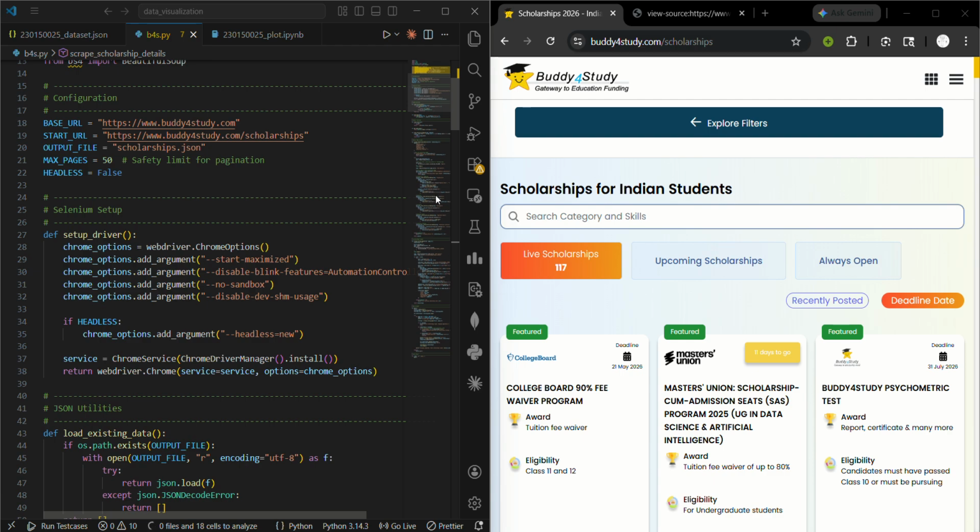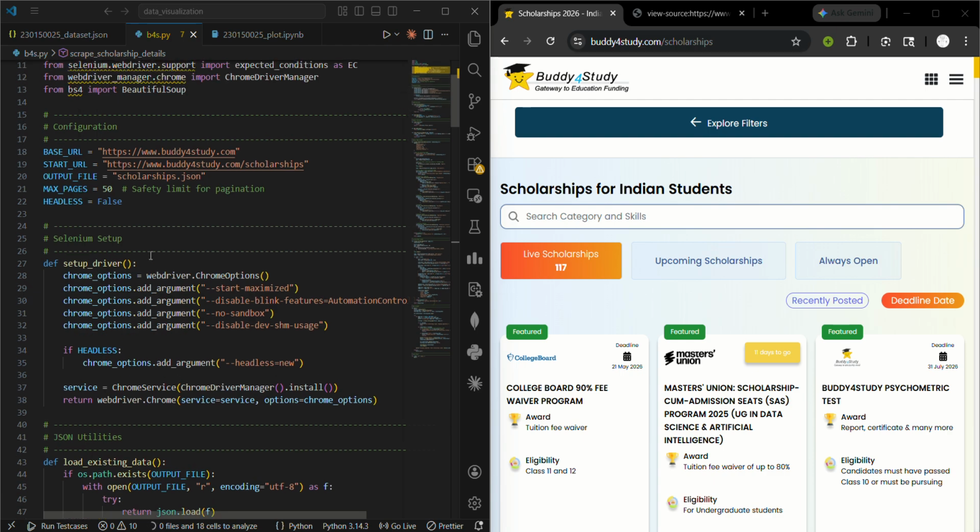First, scholarship data is collected from the Buddy4Study website. Second, Python-based web scraping techniques are used to extract scholarship details. Third, the extracted information is stored in JSON format as a custom dataset. Fourth, the JSON dataset is converted into a Pandas data frame for pre-processing and cleaning. Finally, multiple visualizations are created to analyze patterns within the dataset.